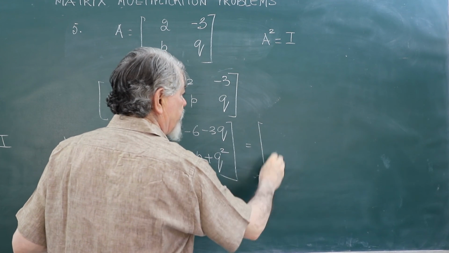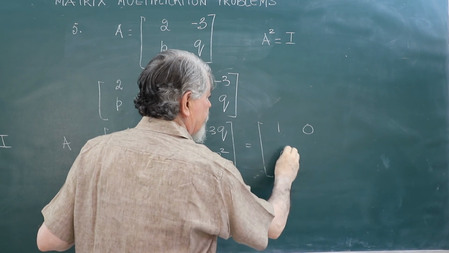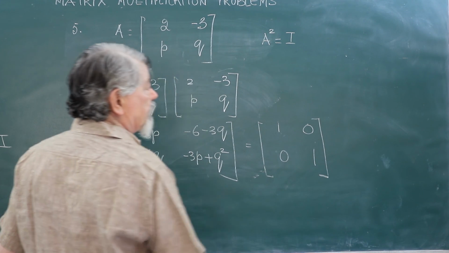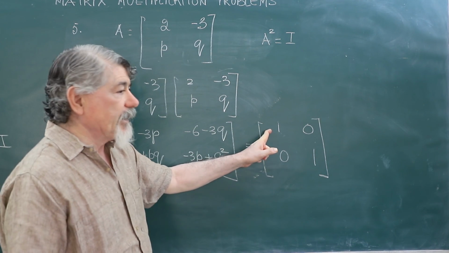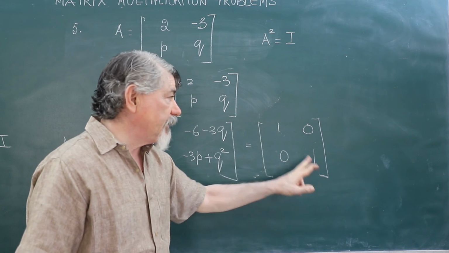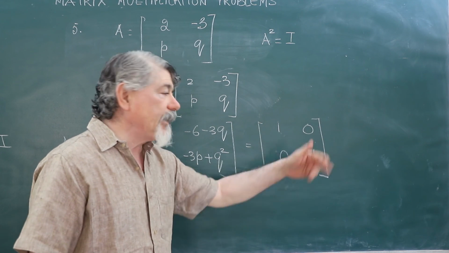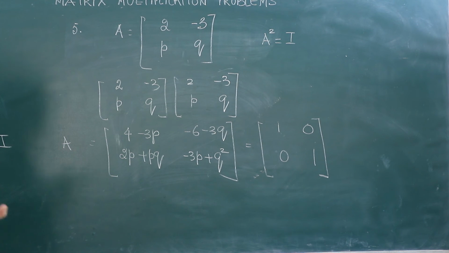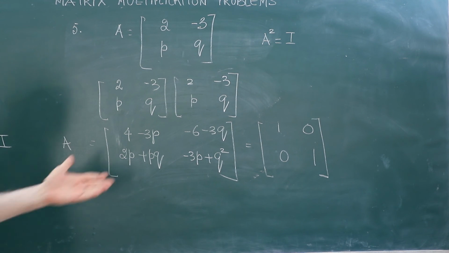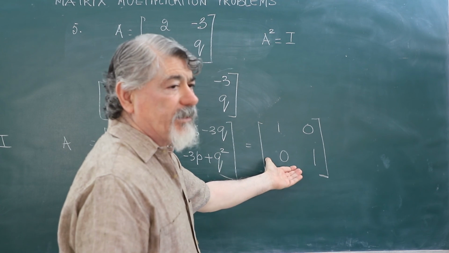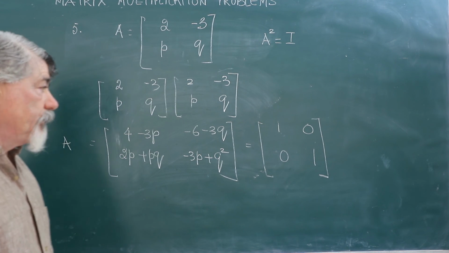I means unit matrix in which the principal diagonal, which starts from top left to the bottom right, should be unit, and the remaining elements should be 0, and it has to be a square matrix. Because it is a matrix of the order 2 into 2, the unit matrix will be taken of the order 2 into 2 only.